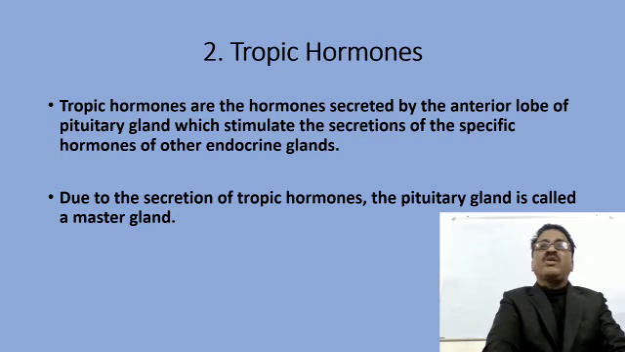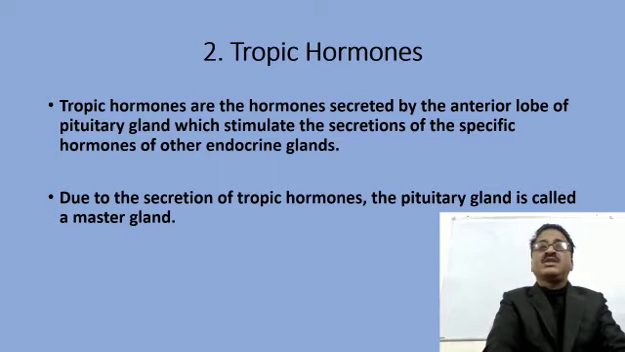Now let's know about tropic hormones. Tropic hormones are the hormones secreted by the anterior lobe of the pituitary gland, which stimulate the secretions of the specific hormones of other endocrine glands. Due to the secretion of tropic hormones, the pituitary gland is called a master gland. So sometimes a question comes: the pituitary gland is a master gland, why?